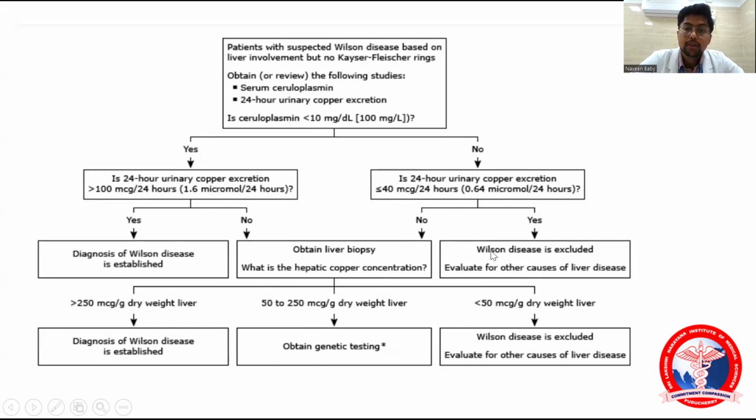You have to again go for a Wilson's disease excluded. If it is more than 20 to 40 micrograms, then you can obtain a liver biopsy and check the dry weight. Again, for establishing Wilson's disease, you need to have a copper level of more than 250 micrograms per gram of dry weight of liver to diagnose the patient to have Wilson's disease.